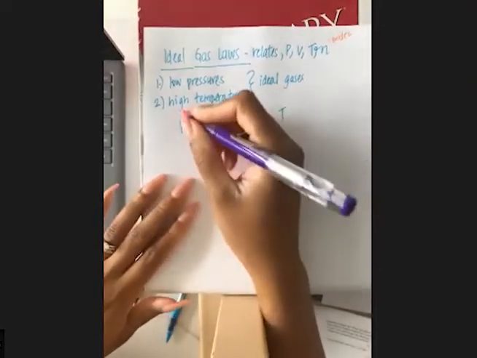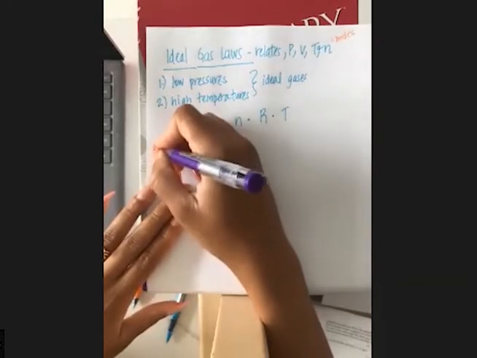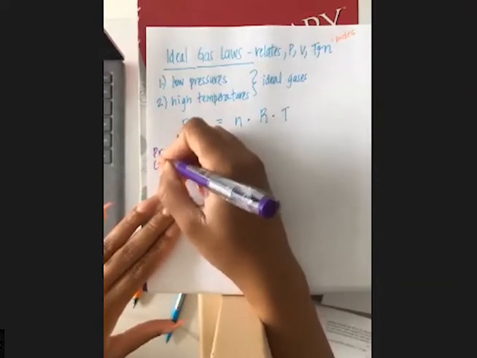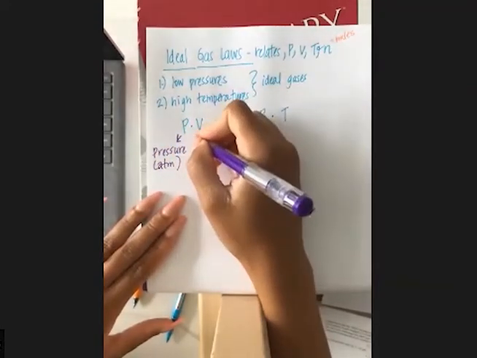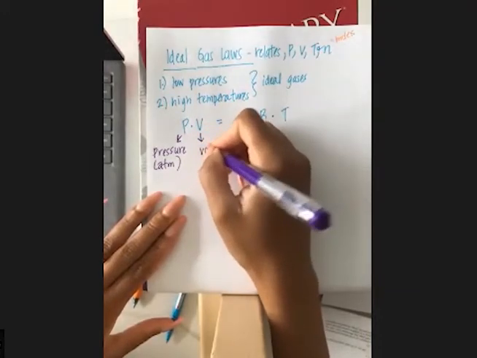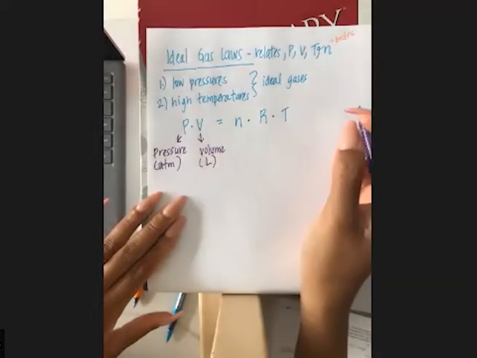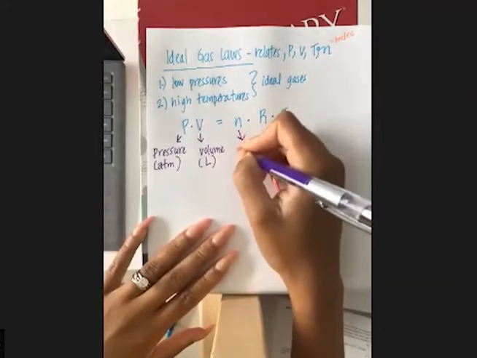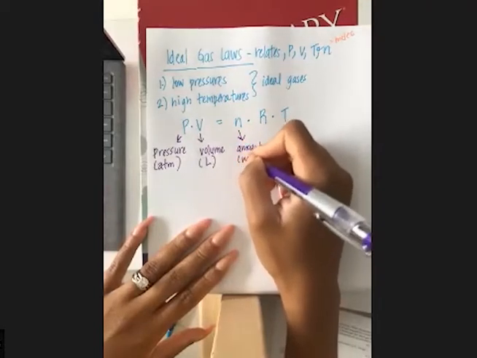All right, so when we talk about these things, remember P stands for pressure. Our pressure needs to be in atmospheres. V stands for volume. Our volume needs to be in liters. N stands for the amount, and it's basically moles.